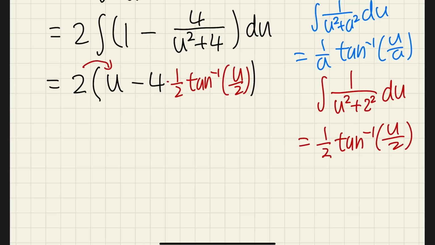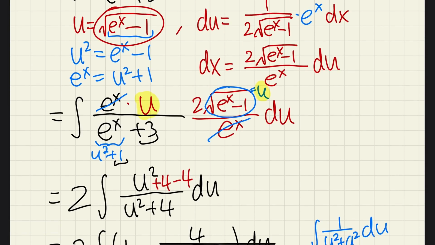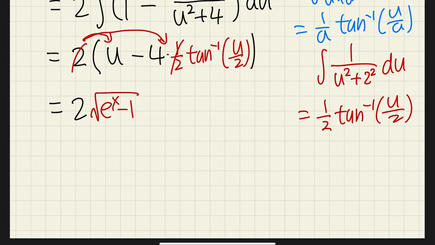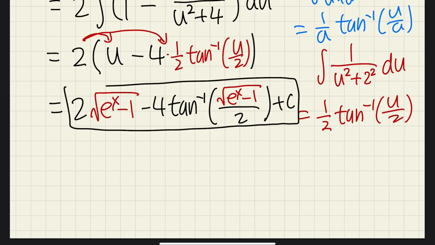So first, 2 times u is 2u, and then the u, if we look back, is the square root part right here. So 2 times the square root of e to the x minus 1. And then next, take this times that. You can just cancel out the 2 and the 1/2, so you'll just end up with the minus 4. And then inverse tangent. u is once again the square root of e to the x minus 1. And then we have the over 2. Done. Okay.